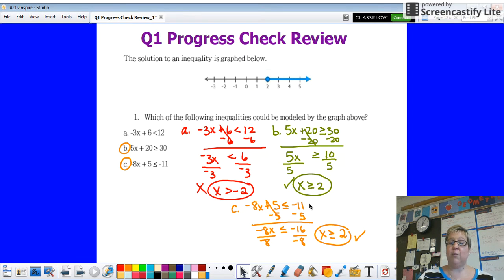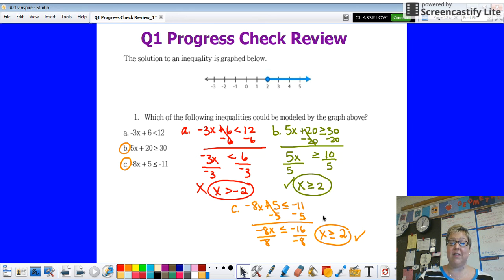For C, you're going to do the same thing. When we solve, we're left with negative 8x is less than or equal to negative 16. That's after I move the constant. Once you divide by negative 8, that sign again flips. So now you have x is greater than or equal to 2. And again, that's going to match.